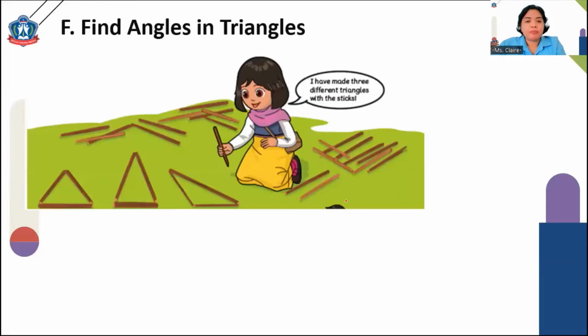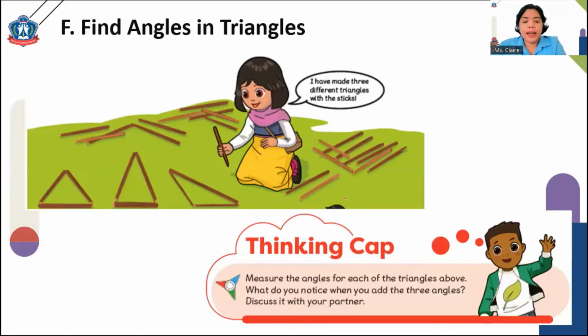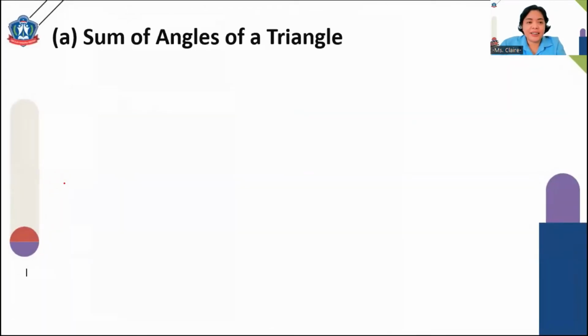Okay, make sure the angles of each of the triangles above. What do you notice when you add the three angles? So, in one triangle, we have three angles. This angle here, here, and here. What have you noticed if you are going to add all the angles? That is equals to, or the total is?